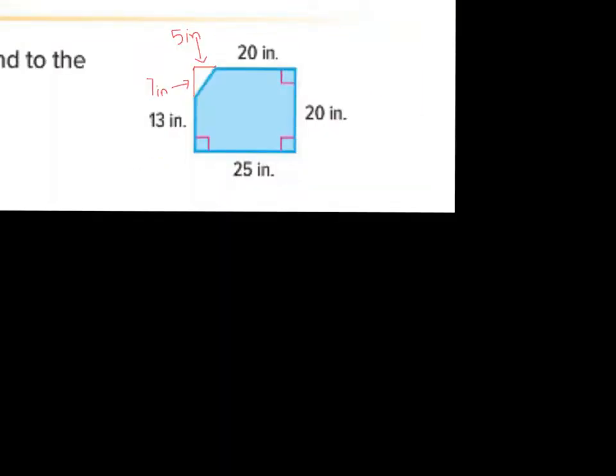Now that we know that, let's solve for the entire rectangle. And we know that the fullest extension is 20 by 25, right? Because this one's missing the 5 here, and this one's missing the 7 here. So it's 20 by 25 to get the entire rectangle, okay?